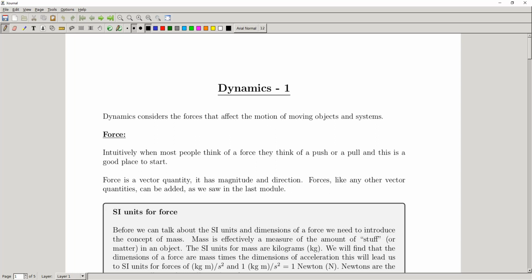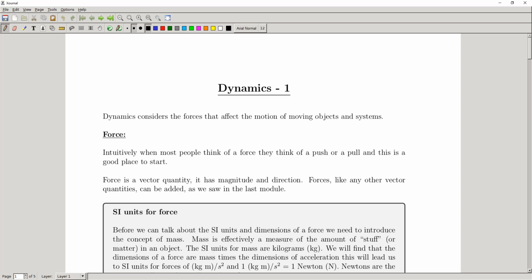Okay, in this video we're going to be starting our third module, and we're going to be changing gears somewhat. Everything that we're going to talk about in this module corresponds to chapter 4 in the text, and we're going to be talking about dynamics. So far we've been interested in kinematics, which was the study of motion without being concerned about the causes of that motion. Now we're going to get involved in what's causing things to move, right? So dynamics considers the forces that affect the motion of moving objects, okay?